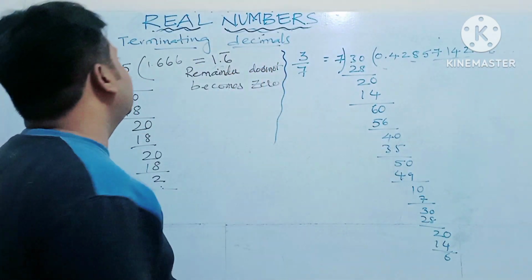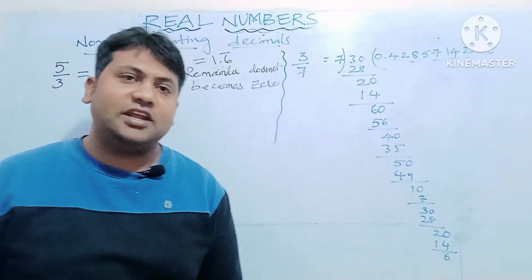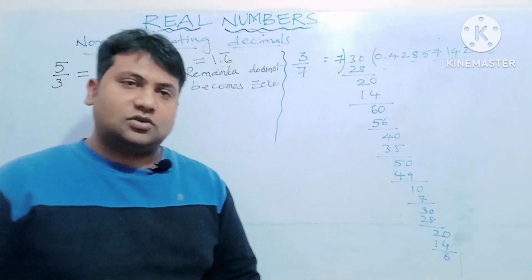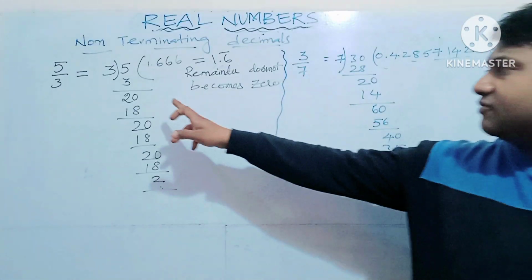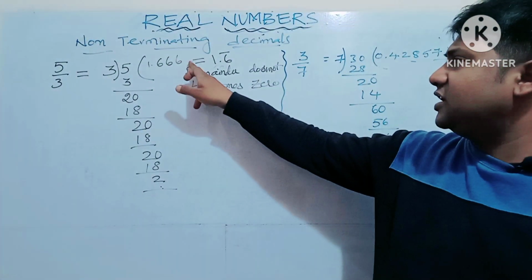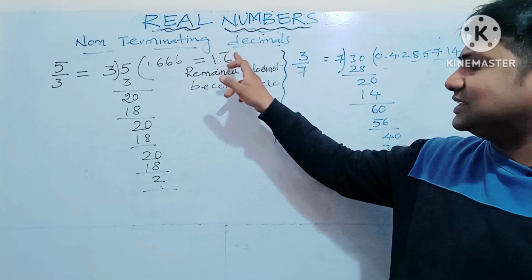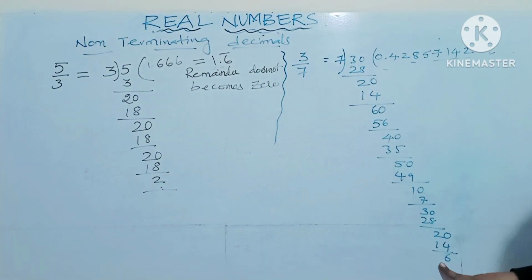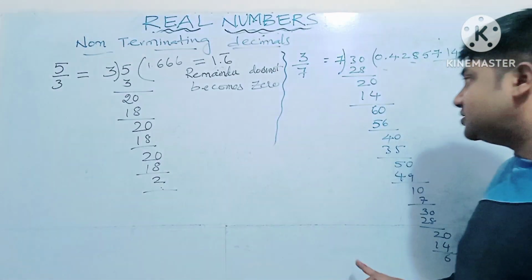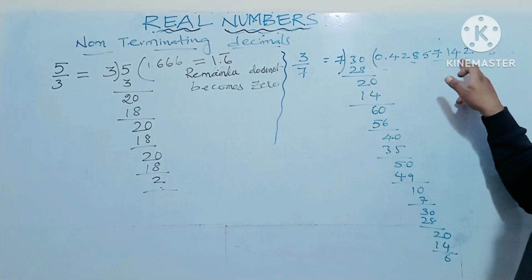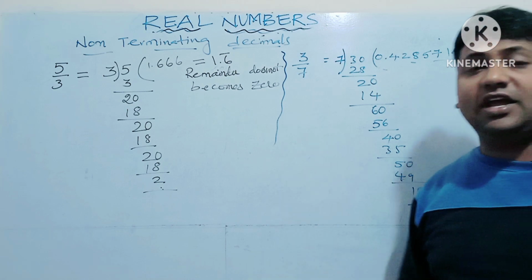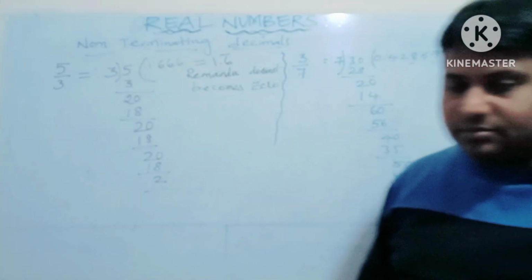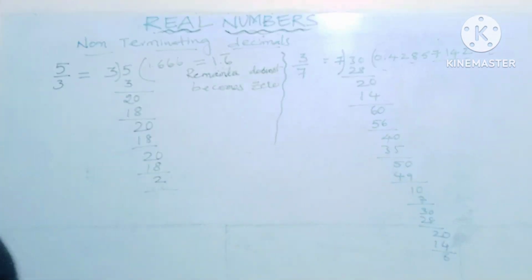So these types of decimals are called non-terminating decimals. What are they called? Non-terminating decimals. Hope you understood. Here you can find the number is repeating. It is repeating 1.666 and the remainder is not terminating to 0. And here also you can see the remainder is not terminating to 0 and this is going on continuing. So these types of decimals are called non-terminating decimals. Okay, copy down.